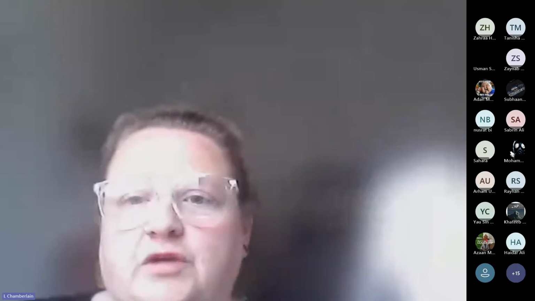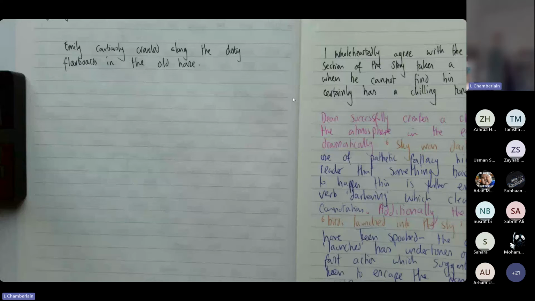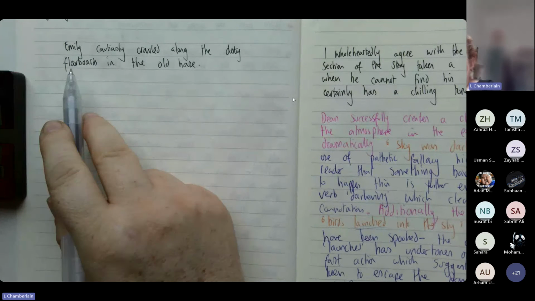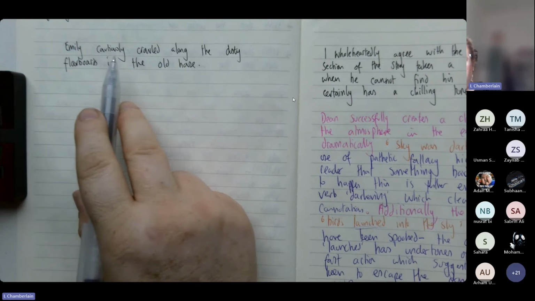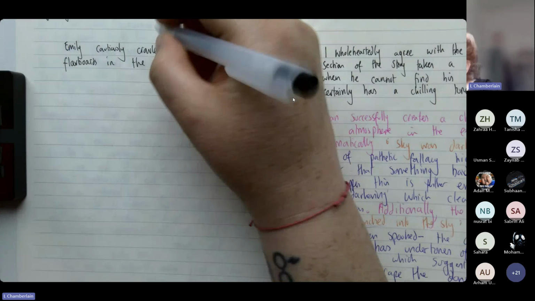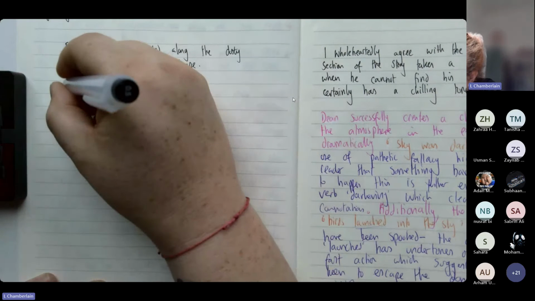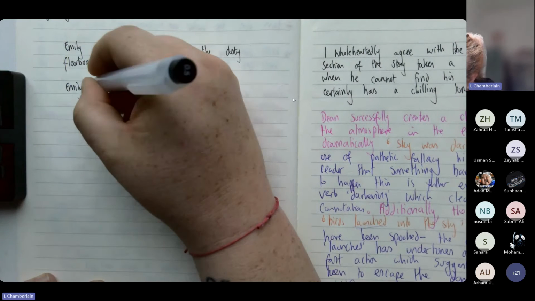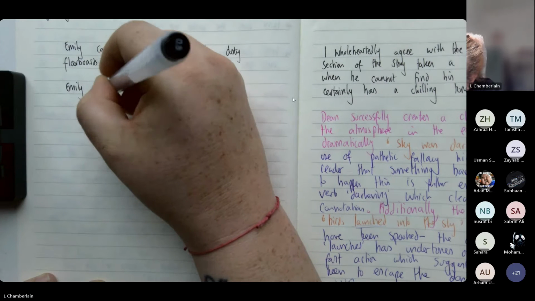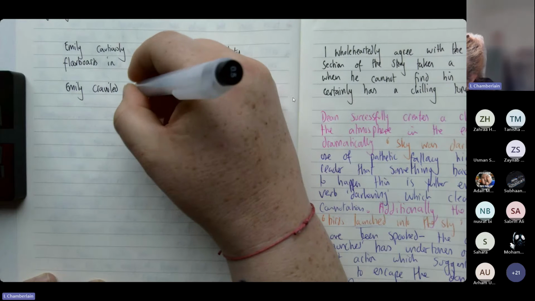It's absolutely okay to look at how you can make something better. So here we've got Emily cautiously crawled. So let's add some more detail here, okay? So let's put instead: Emily crawled cautiously.